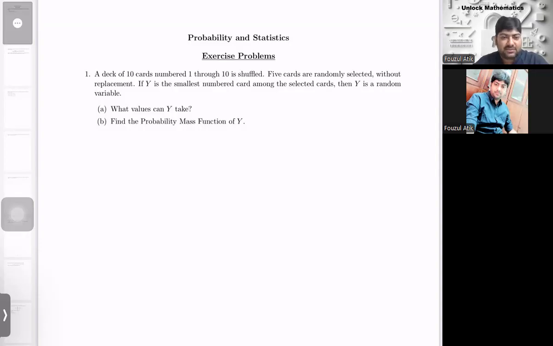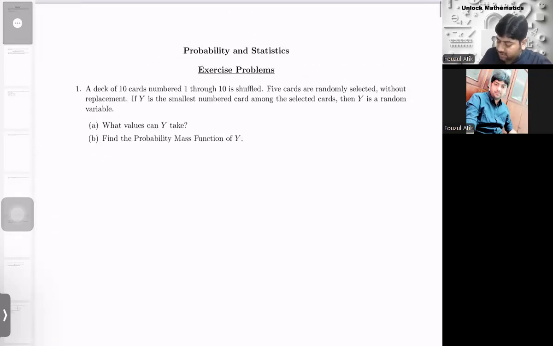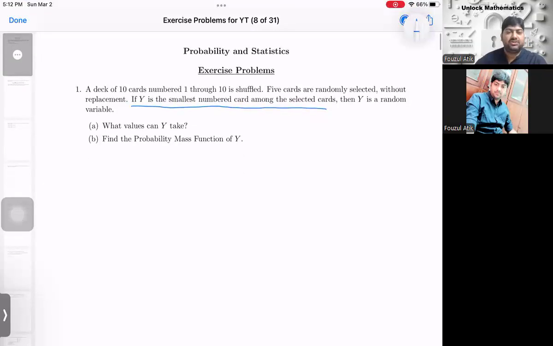Now if Y is the smallest numbered card among the selected cards, then Y is a random variable. The first question is: what values can Y take? So what is Y? Y is the smallest numbered card among the 5 cards which you have selected randomly from the deck of 10 cards. Then what values can Y take?